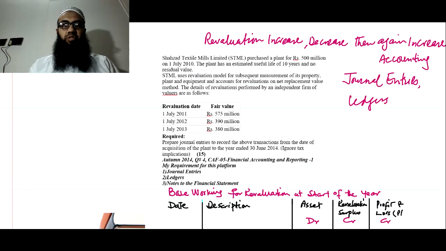When revaluation increases, how do you tackle it? When revaluation decreases, how do you tackle it? And if once again a revaluation increase comes, how do you tackle these entries? How to proceed, what should be the working, how the general entries should be made, how the ledgers will proceed, and afterwards how the disclosure or notes to the financial statements could be made. This is our today's topic.